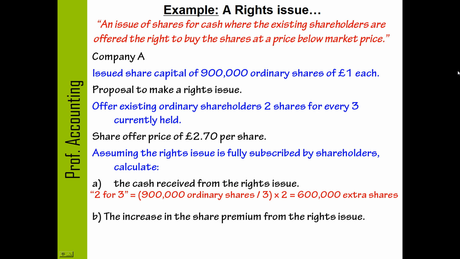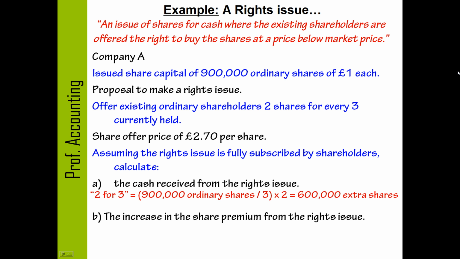And I say potentially, but the question is assuming that the rights issue is fully subscribed, so that means that of the 600,000 shares, the shareholders have come back and said we want them all. So they are going to buy all the shares. So 600,000 shares would therefore be sold. Well, how much would they be sold for? £2.70 each. So £2.70 times 600,000, you're going to get 1.62 million. £1,620,000. That's your answer.